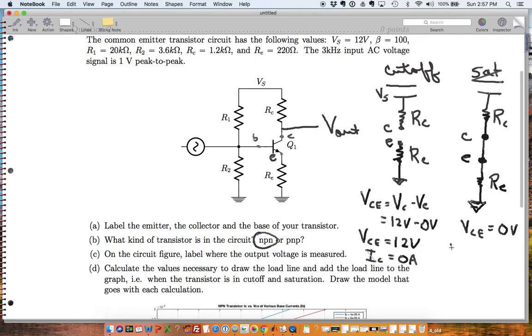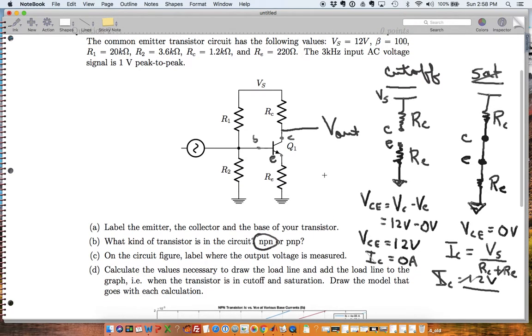But what about the current? What about IC? This is going to be the maximum value for current that I can have because I've replaced the transistor connection of collector to emitter with just a wire. So that's going to equal VS divided by RC plus RE. VS represents the source voltage, just like VCC. You can use either one. So IC is going to equal 12 volts divided by my resistors, RC is 1.2K and RE is 220.